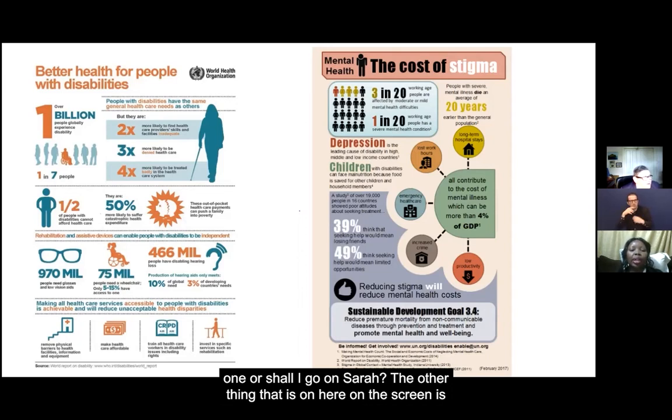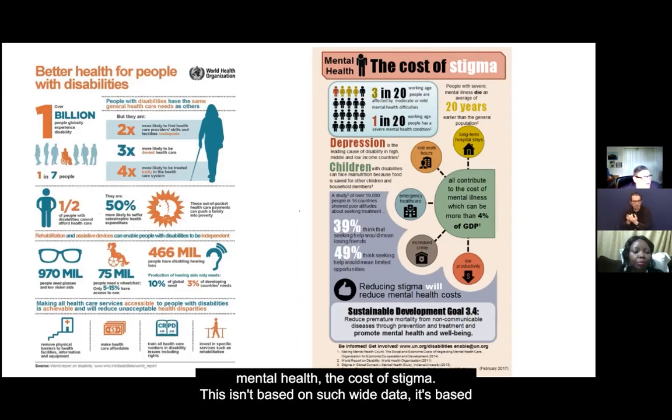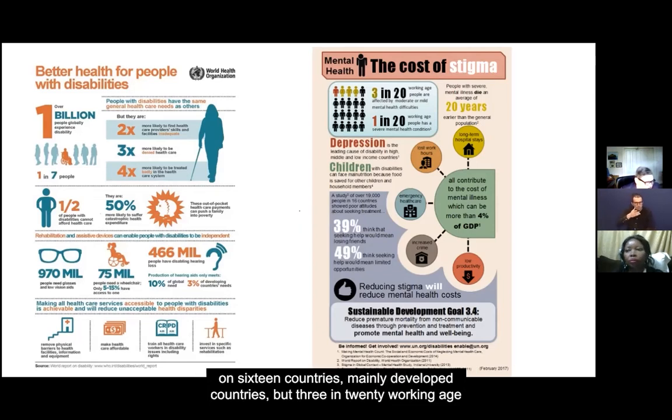Then the other thing that's on the screen is mental health, the cost of stigma. This isn't based on such wide data. It's based on 16 countries, mainly developed countries. But 3 in 20 working age people are affected by moderate or mild mental health difficulties, and 1 in 20 have serious mental health difficulties.